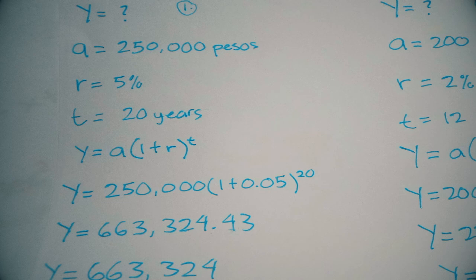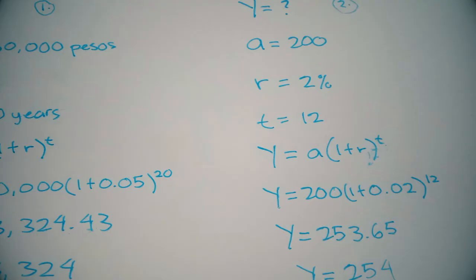Number 1. Y equals question mark. A equals 250,000 pesos. R equals 5%. T equals 20 years. Y equals A(1 plus R) to the power of T. Y equals 250,000(1 plus 0.05) to the power of 20. Y equals 663,324.43, and the answer would be y equals 663,324.